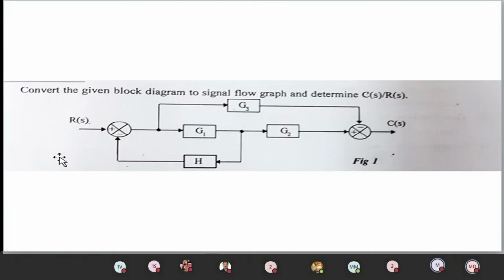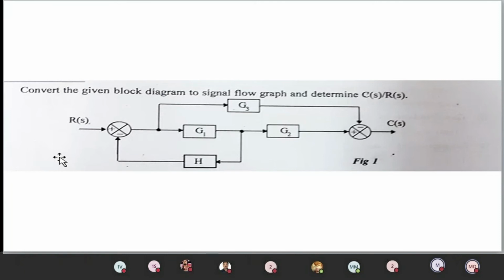Because in GATE you have four choices, multiple choice. You are supposed to choose only the correct answer. This is not something descriptive. So, if you find block diagram rules difficult or confusing, better convert the block diagram to signal flow graph and determine the transfer function. Okay, let us see one or two problems based on this. Let us take this question. Convert the block diagram to signal flow graph and determine C of S by R of S.